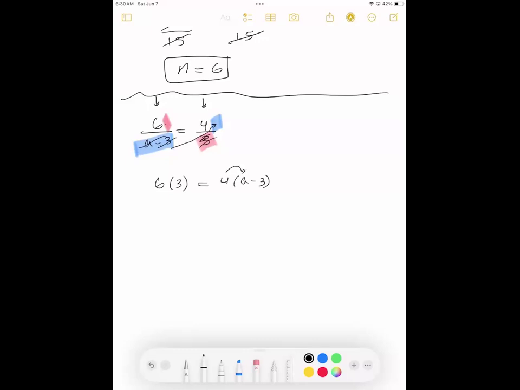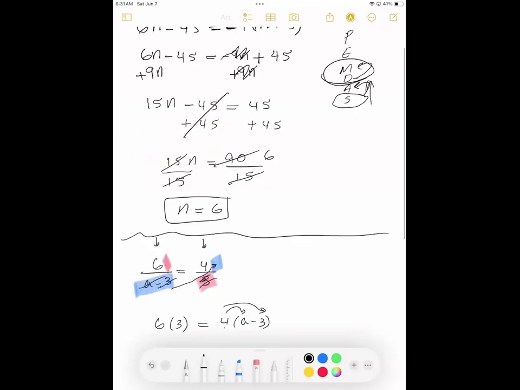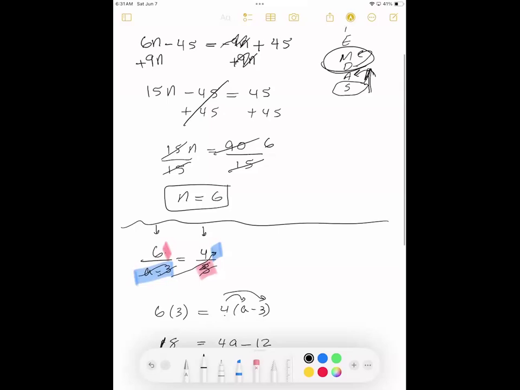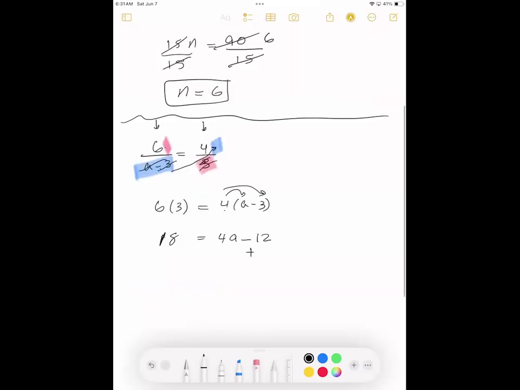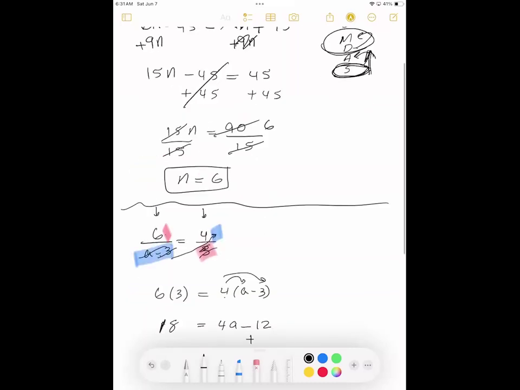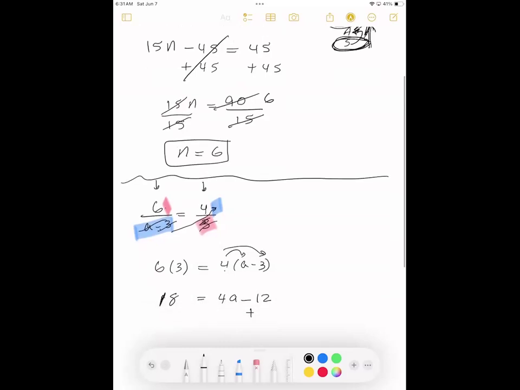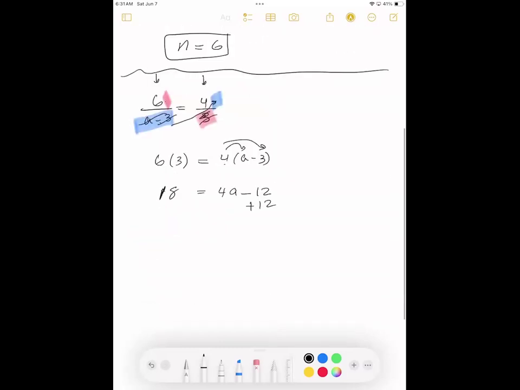Then we are going to distribute. 6 times 3 is 18. 4 times a is 4a. 4 times negative 3 is negative 12. Lastly, we want to isolate a. So if I go backward on PEMDAS, I want to look to see if anything is being subtracted from a. I do have negative 12. Opposite of subtraction is addition. So I added 12 to both sides.